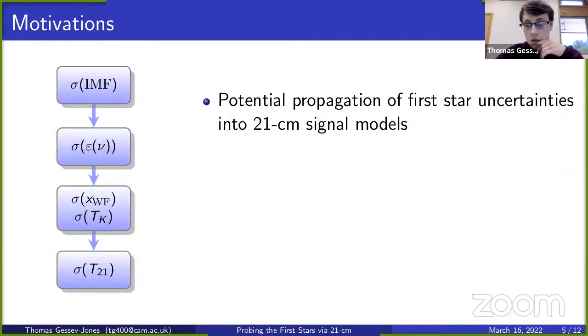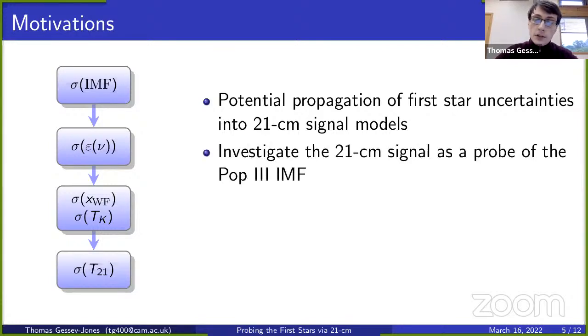And so this was the initial motivation that got us looking into this area as to, well, if we have an uncertainty in the properties of the first stars, say their mass distribution, the IMF, how does that propagate through uncertainties into their emission properties, into the Wouthuysen-Field effect and the gas temperature, and finally into the 21 centimeter signal? But this propagation of uncertainties is a double-edged sword. Yes, it might mean our theoretical predictions are less certain, but it also means if there is a dependence of the 21 centimeter signal on the POP3 IMF, then we could reverse this around and think, can we use the 21 centimeter signal to probe the IMF? Which I guess is the more optimistic outlook on this work.